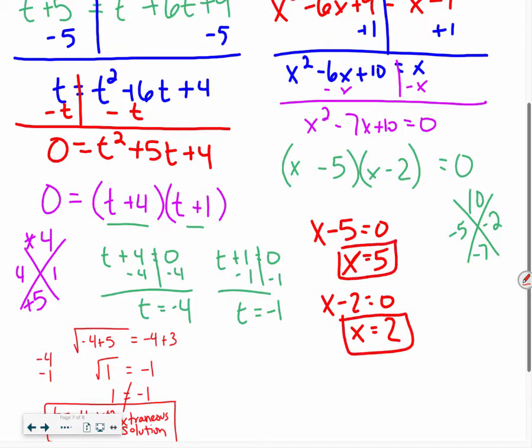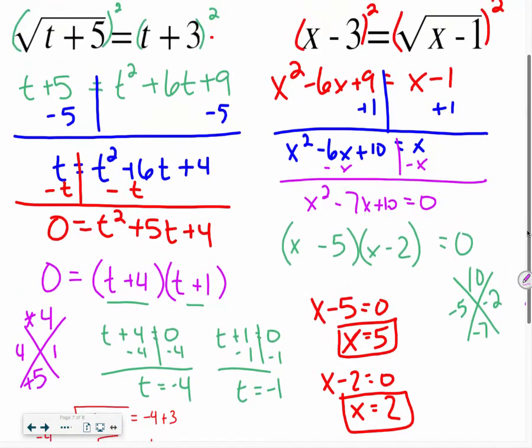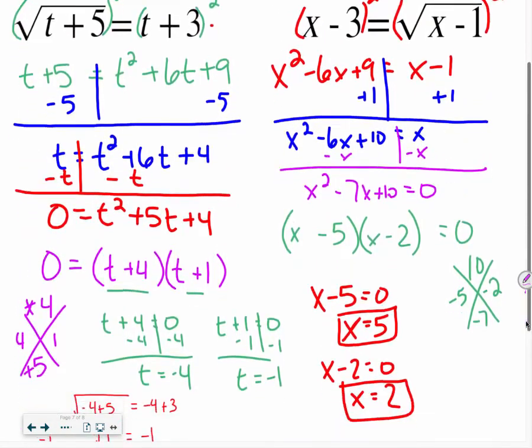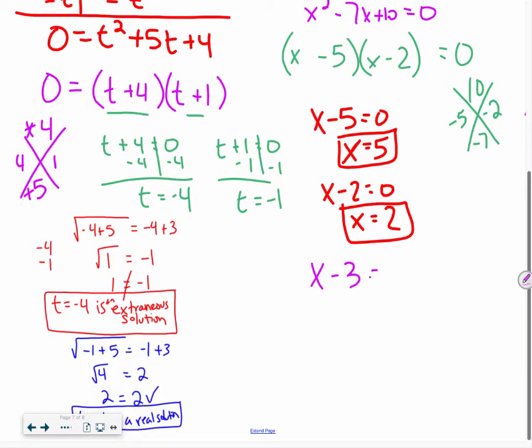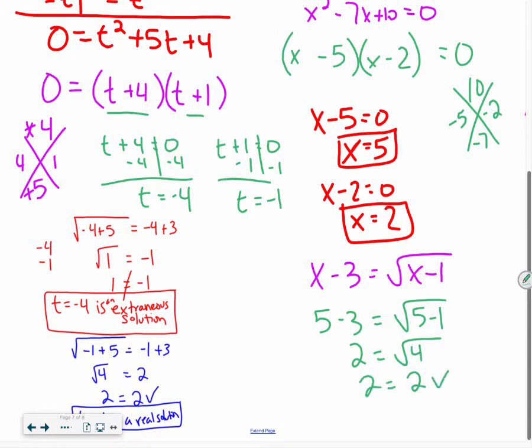Now I need to see, are these answers real or extraneous? So we have x minus 3 equals the square root of x minus 1. If I plug 5 in, I have 5 minus 3 equals the square root of 5 minus 1. 5 minus 3 gives me 2. Square root of 5 minus 1 is 4, which is 2. So I have 2 equals 2. So I know x equals 5 is a real solution.